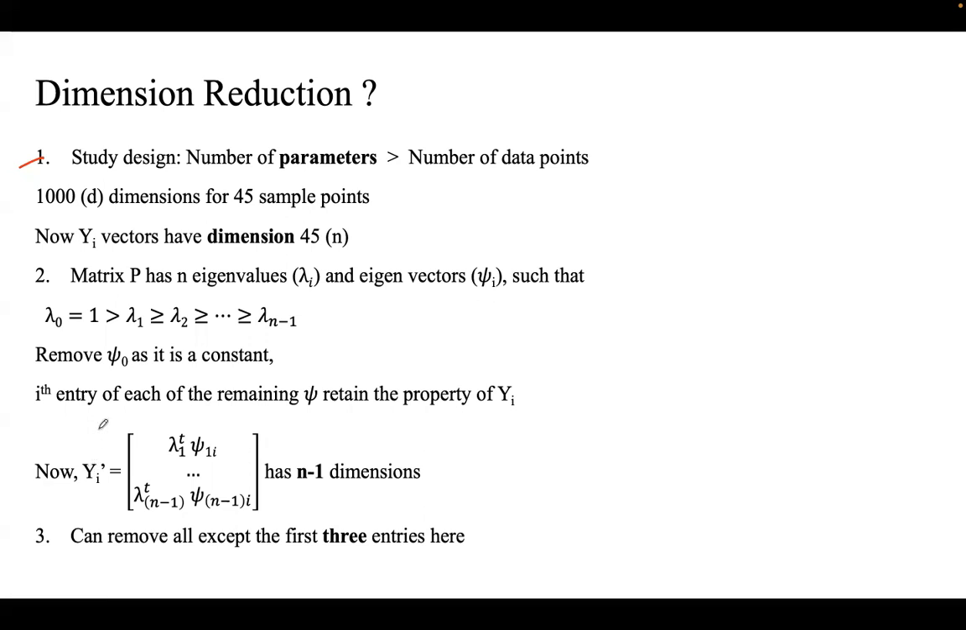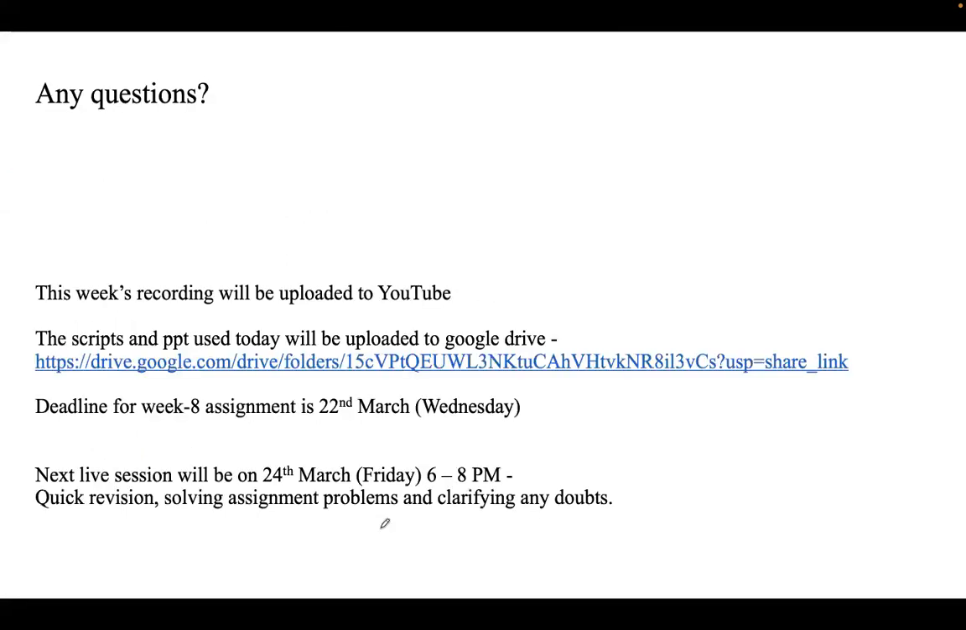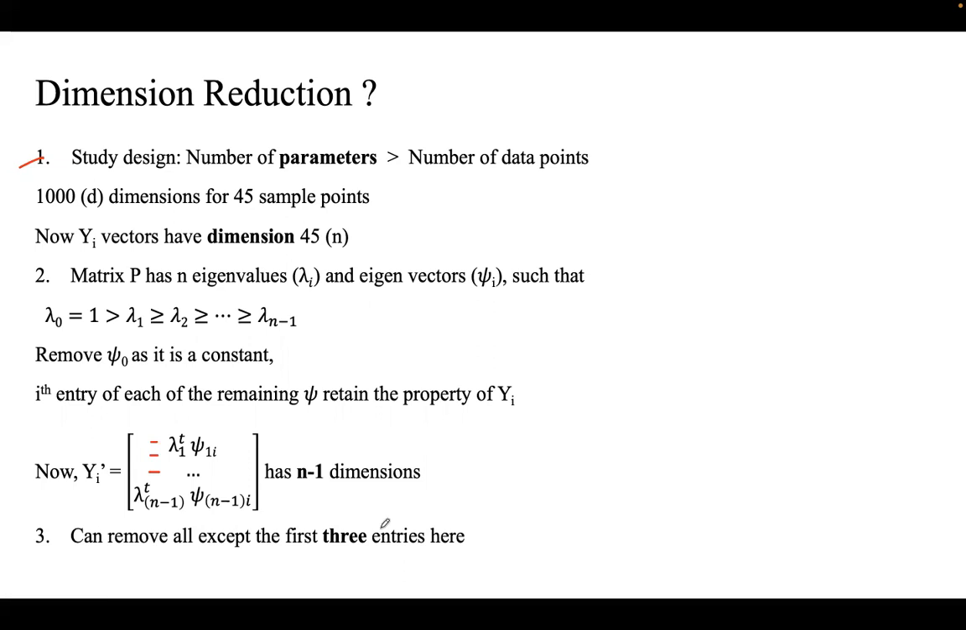So your initial xi had 1000 dimensions. Then you have yi, which has 45 dimensions. Now you have yi prime, which has 44 dimensions. Now it has been shown that since you are progressively decreasing lambdas, you can actually get away with most of them. Typically, people take the first three values here, the first 1, 2, 3. So now it's like a yi double prime. You only take 3 values from this vector, and that brings you with dimension reduced to 3.